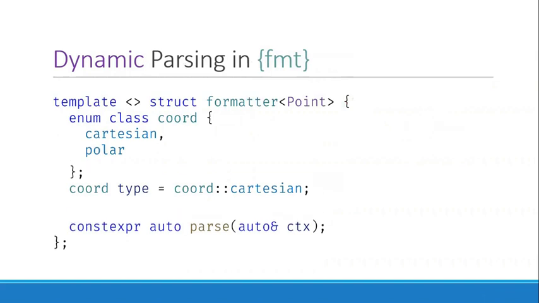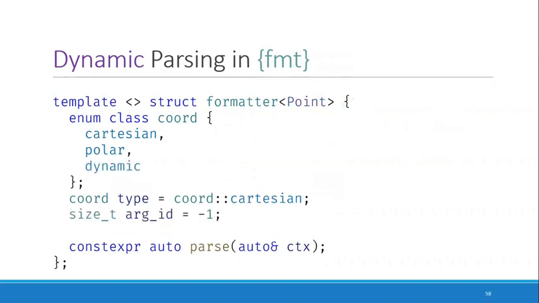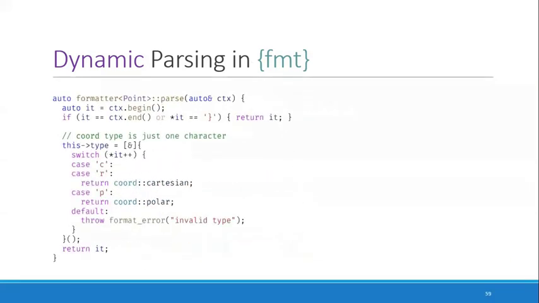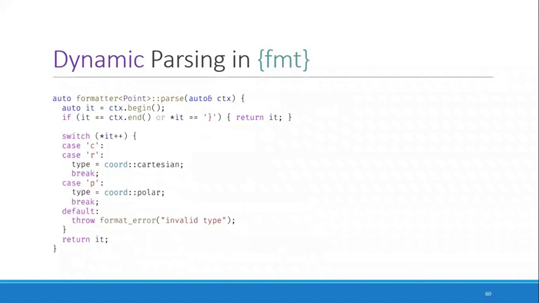So we start with, we need to add more state. Now we have this third kind of coordinate type, which is dynamic. And we need to also keep track of the argument ID. I think if we had a language variant, this would look very different. You would just have a variant of Cartesian and polar being empty types and dynamic being a type with a member size_t. But because variant is a little awkward to deal with, it's just easier to make them separate members.